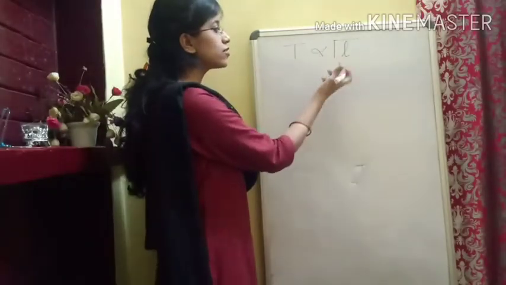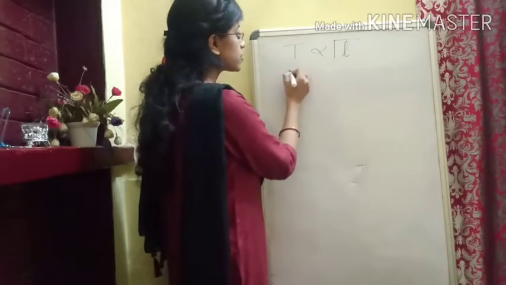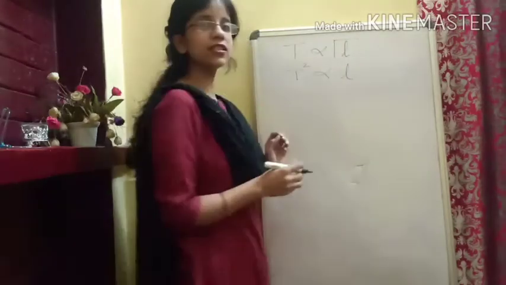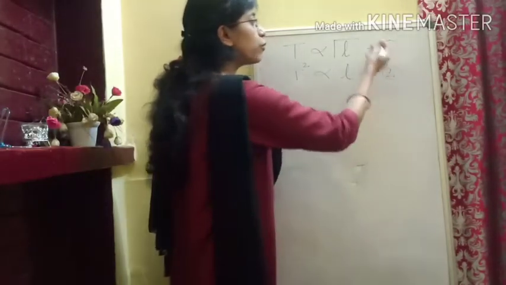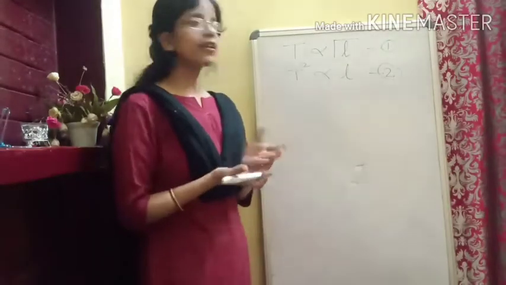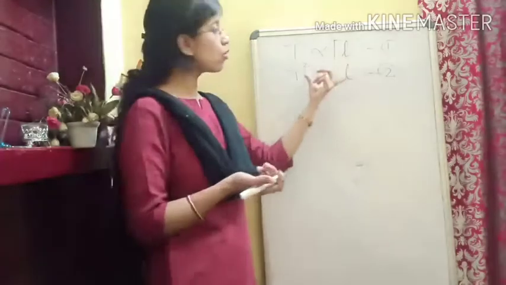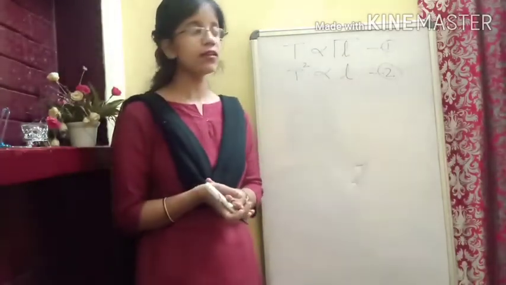Now we can write this thing. If I bring this square root to this side, this will become simply T square directly proportional to L, isn't it? Both the expression 1 and expression 2, both the expressions are nothing but the same. Whether you say T is directly proportional to root L or you say T square is directly proportional to L, both the expressions are same.